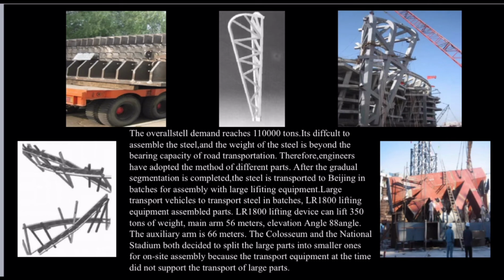The National Stadium was built with Q460 steel, with a total demand of 110,000 tons. The steel weighed more than could be transported by road, and its long span made it difficult to assemble. So engineers took a different approach to the parts. After completion in stages, the steel was shipped in batches to Beijing for assembly with large lifting equipment.